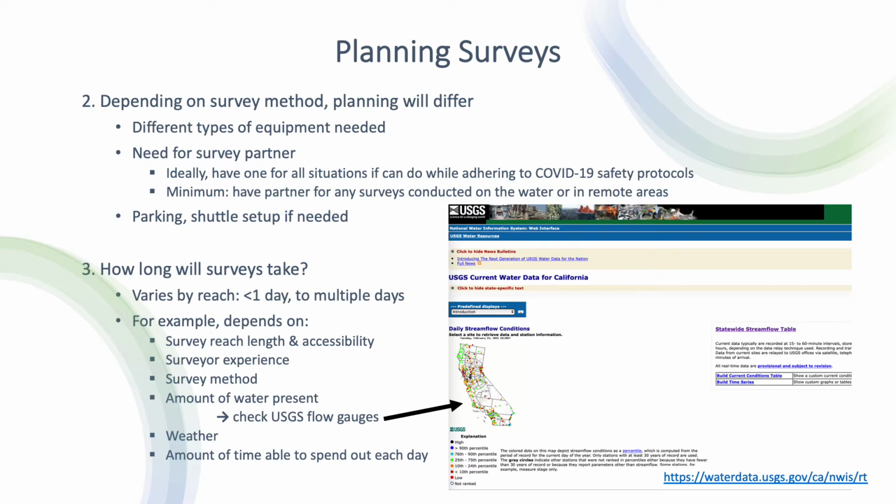Time needed to complete surveys will depend on multiple factors, the most influential of which are how long and how easy to access the survey reach is. Sometimes kayaking websites will include time estimates, but you may need to do some additional research and plan for extra time just in case. I do also want to point out that if you are kayaking or boating a reach, especially one that might get too low to easily float in drier years, you will want to keep track of flows as your survey date approaches. Sources such as the USGS's Water Data website can help with this.